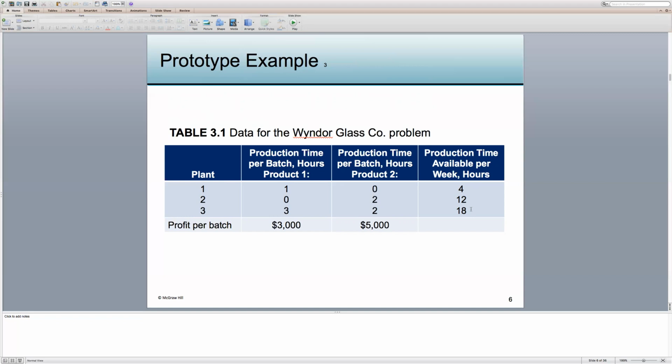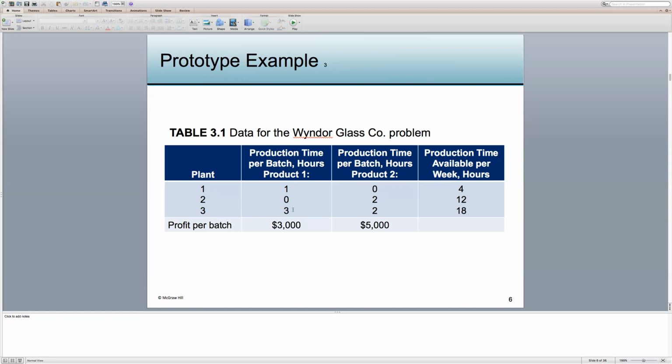And how much time does it require to produce 1 batch of the product? Well, for product 1, to produce 1 batch takes an hour from plant 1. Plant 2 is not used at all, and it takes 3 hours from plant 3. So the production time per batch in hours for product 1 for plants 1, 2, and 3 is 1, 0, and 3 respectively. Product 2 is completely different. To produce a batch of product 2, you don't use plant 1 at all. It takes 0 time. But in each of plants 2 and 3, it takes 2 hours of time to produce 1 batch.